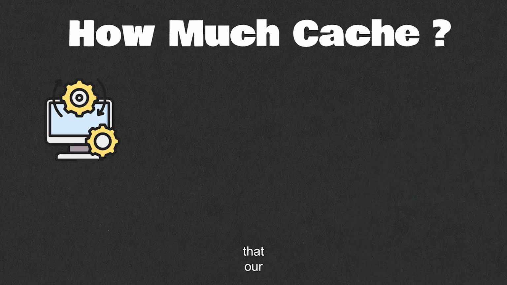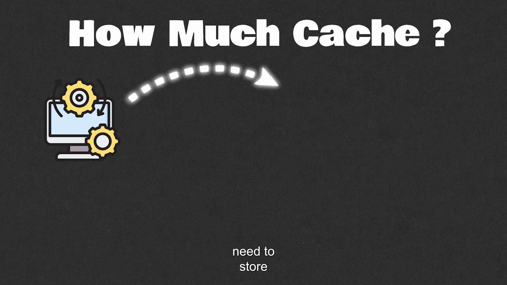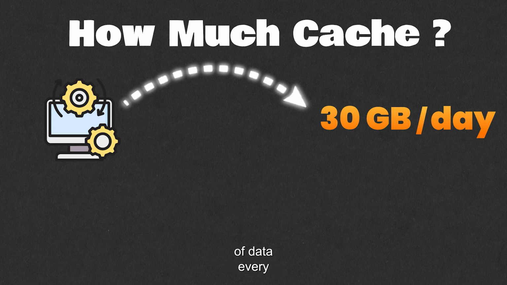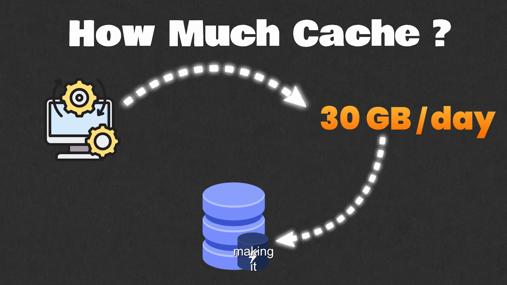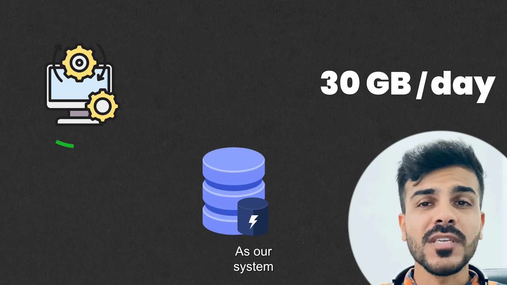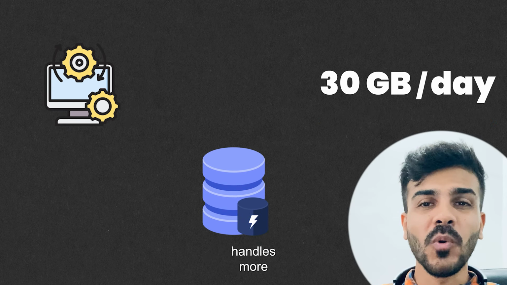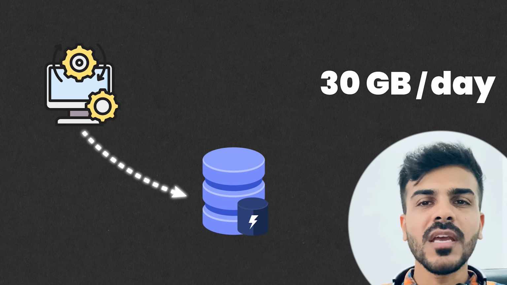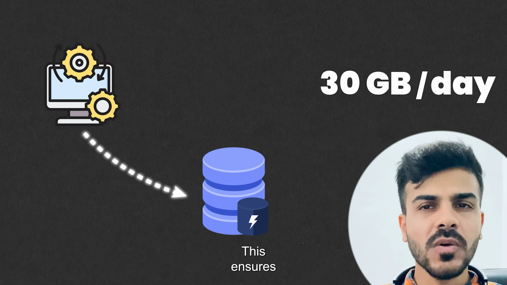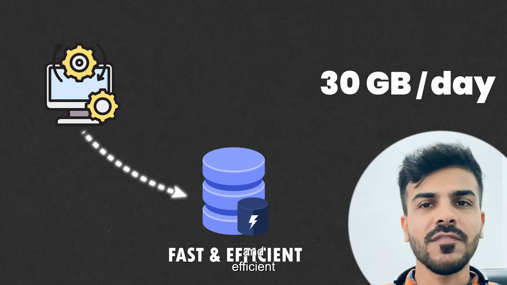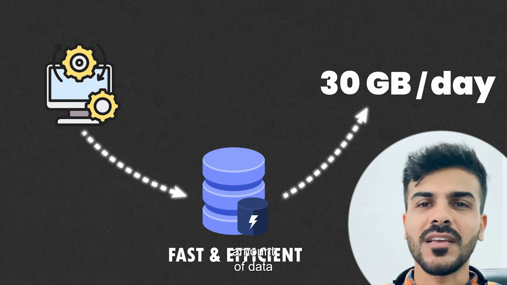How much cache? We calculated that our system will need to store 30 gigabytes of data every day. Since 30 gigabytes isn't a large amount, we can store all of this data in the cache, making it quicker to access. As our system grows and handles more data, our cache memory needs to grow too. This ensures our service remains fast and efficient even as the amount of data increases.